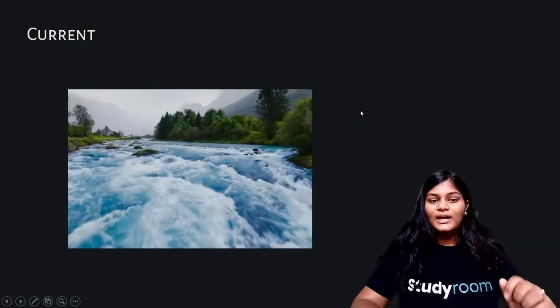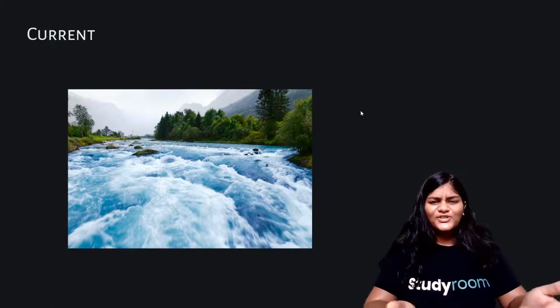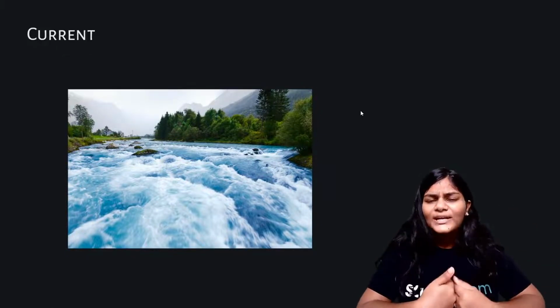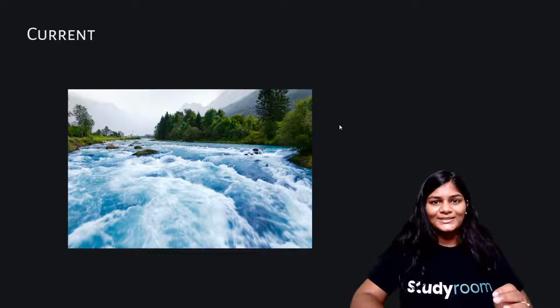Now, current. What does this picture have to do with our study on electricity and electric current? This is nothing but water current, right?